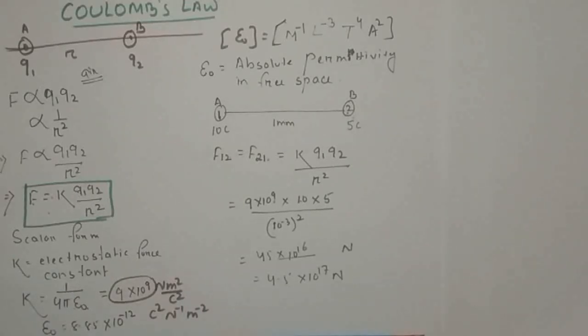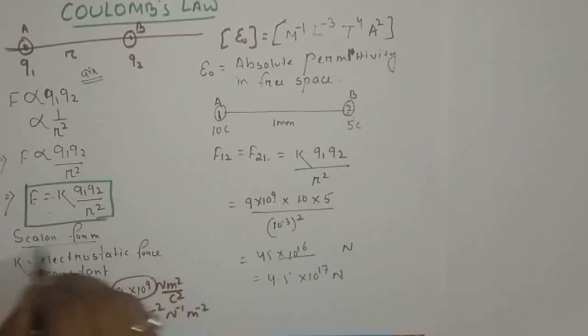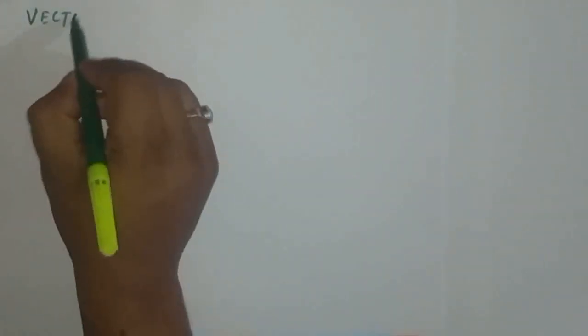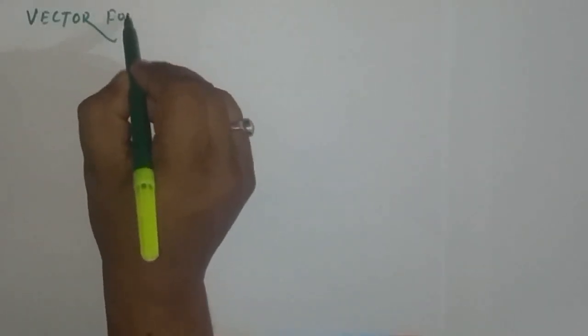My problem is the vector form. How to apply it? This part is completely scalar form, I told. We will go for the vector form. Let us go to Coulomb's law in vector form.